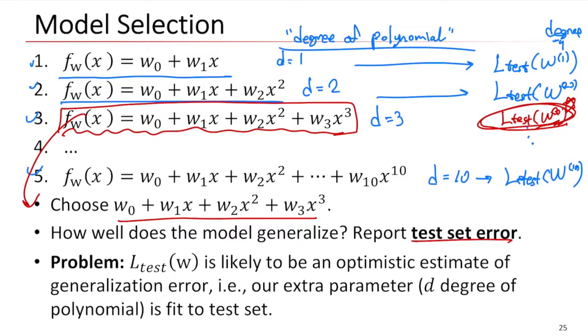But here is a problem. This L test W, the error of the test set, is likely to be an optimistic estimate of the generalization error. That is, our extra parameter is fit to the test set. Actually, in most cases, it's really hard to get the testing set. We only have the training set and we don't have the testing set.